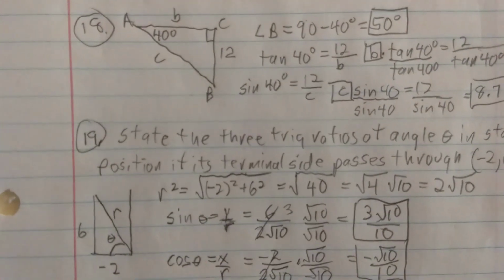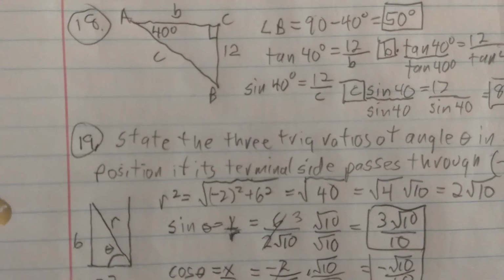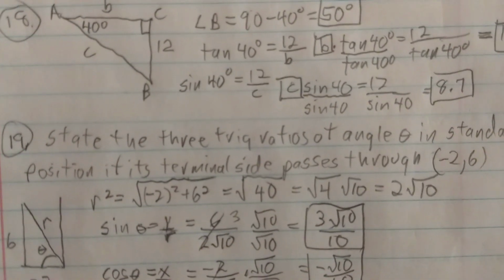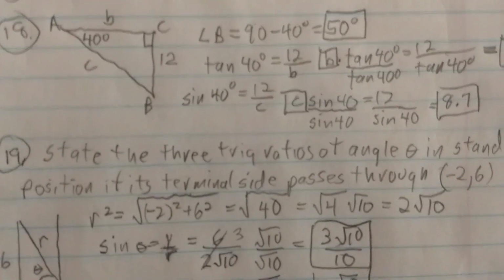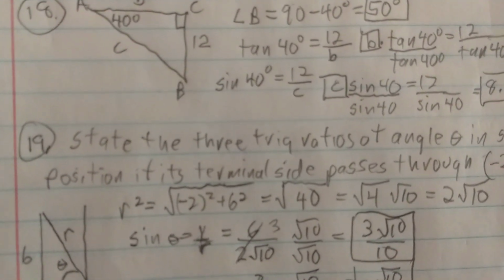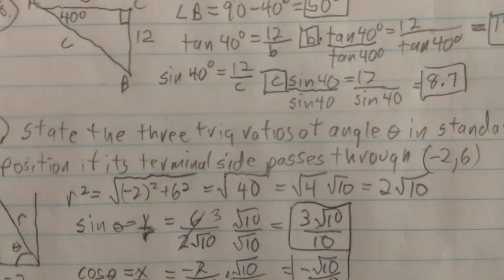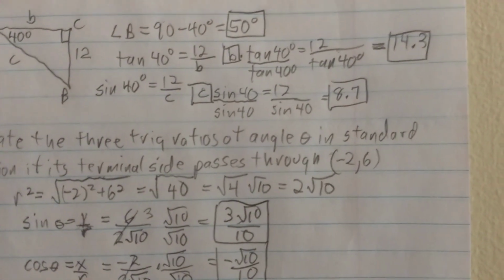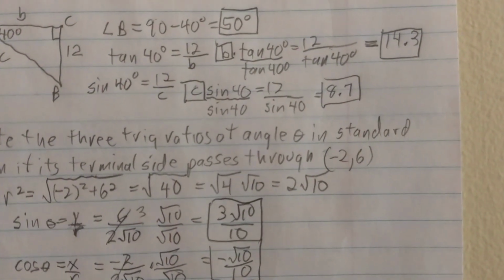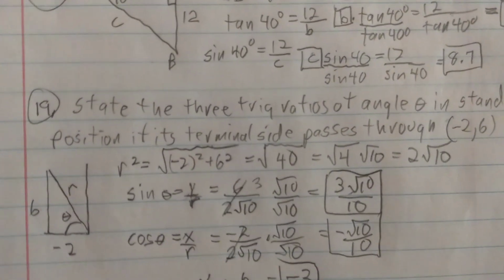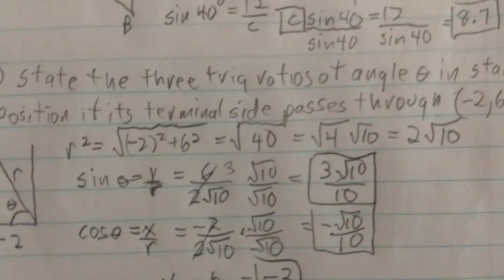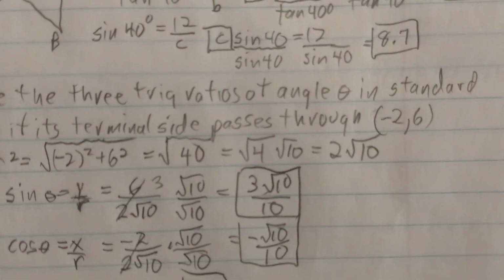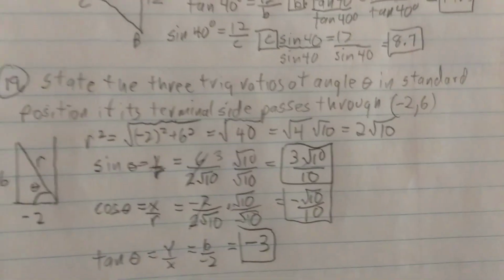Now for a right triangle with side 12 opposite the angle A equal to 40, we can get B, because we know it's 90 minus 40, or 50. And then we can say tangent 40 is 12 over B. B times tangent 40 equals 12. Divide both sides by tangent 40, and B equals 12 over tangent 40, or 14.3. Now sine equals 12 over C, and multiplying through, C times sine 40 equals 12, and 12 over sine 40 is 8.7, so we're finished with that.